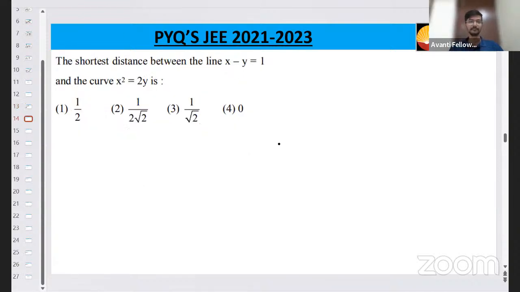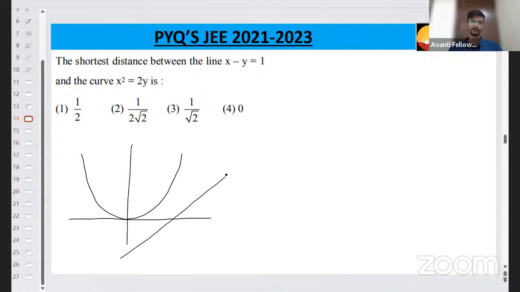Let's see the next one. The shortest distance between the line and the curve. Now, if you remember the same question we did yesterday, but it was for hyperbola. What did I tell you? The shortest distance. Let's just draw the diagram. The shortest distance always lies along the common normal. So the parabola is of U shape and the line x minus y equals 1 is like this.